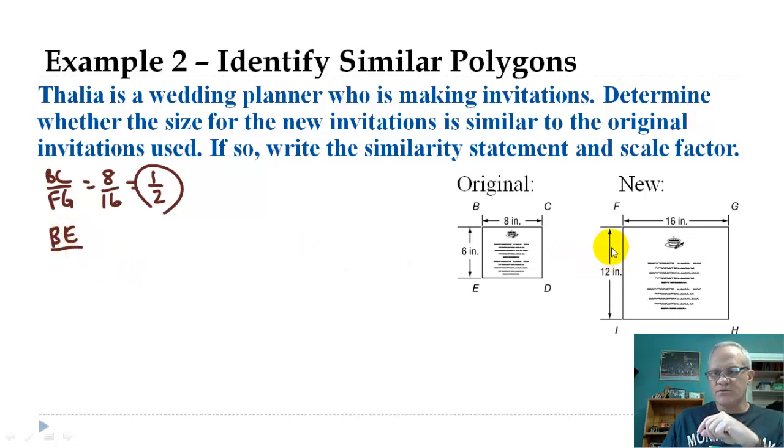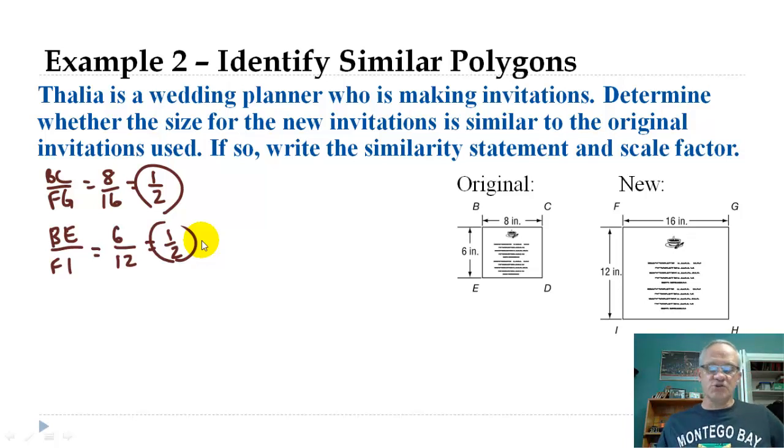And then on the bottom is the bigger one, which is FI. So BE would be 6 over 12. Well, what does that reduce to? Well, that reduces to 1/2. So they have the same ratio. So that means that those two things are proportional and the angles are all the same. So yes, these two are similar.